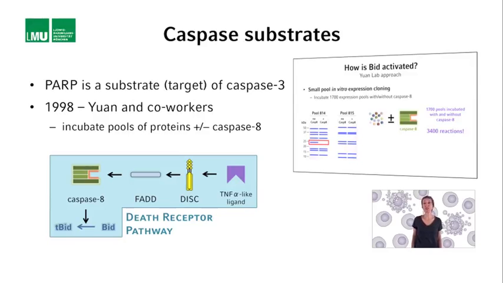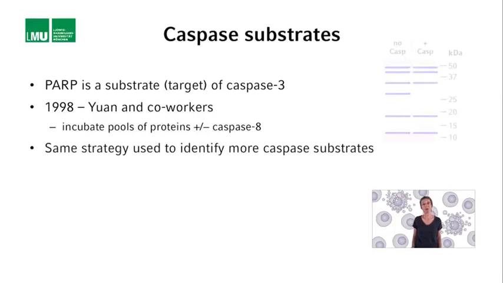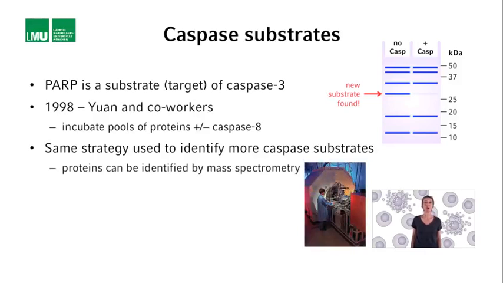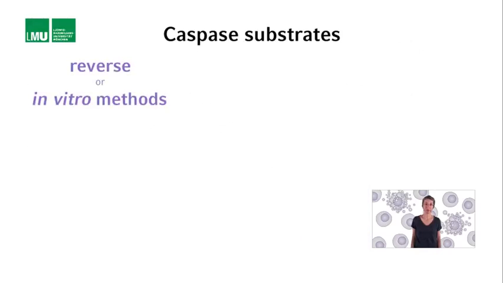Pools of in vitro translated proteins from mammals, C. elegans, or other models have since been used to identify new caspase substrates by various investigators. In most cases, 1- or 2-dimensional polyacrylamide gel electrophoresis was used to identify proteins that are cleaved by caspases in vitro. Nowadays, the nature of these cleaved proteins is determined by mass spectrometry. These approaches are referred to as reverse or in vitro methods.